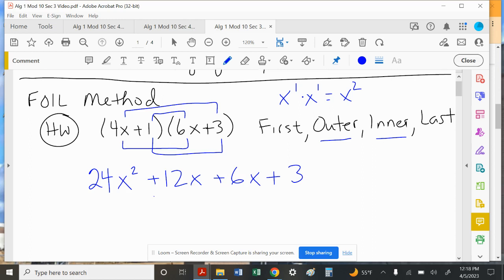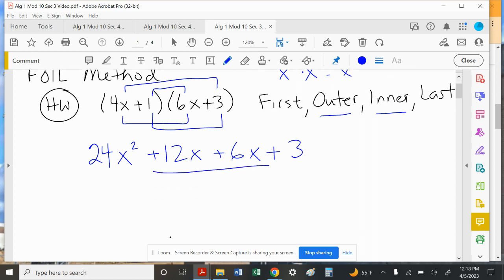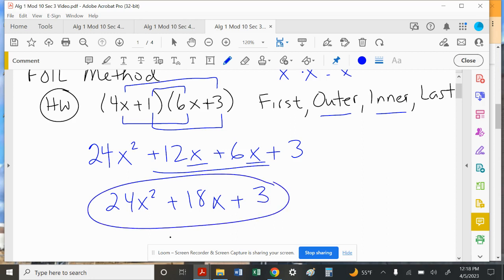And then what we have to do is combine all of our like terms. So we go in here now and do 24x squared plus 18x, because 12 plus 6 is 18. And remember, when we add, we can only do it if they both have an x, and they can only have an x. And that's it if we are going to combine them together. And then plus 3. And that would be my answer.